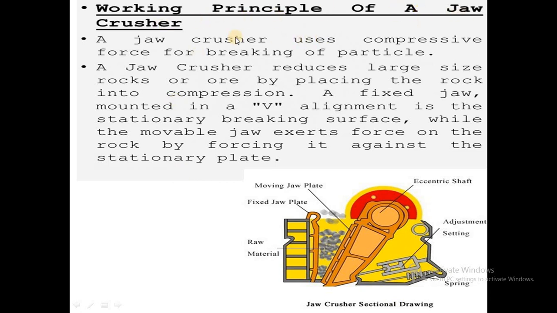Then the principle of a jaw crusher. A jaw crusher uses compressive forces for breaking of particles. A jaw crusher reduces large size rocks or ore by placing the rock into compression. A fixed jaw mounted in a V alignment is the stationary breaking surface. That is, there are two types of jaw, which we have already discussed: one is fixed and another one is the moving jaw plate.